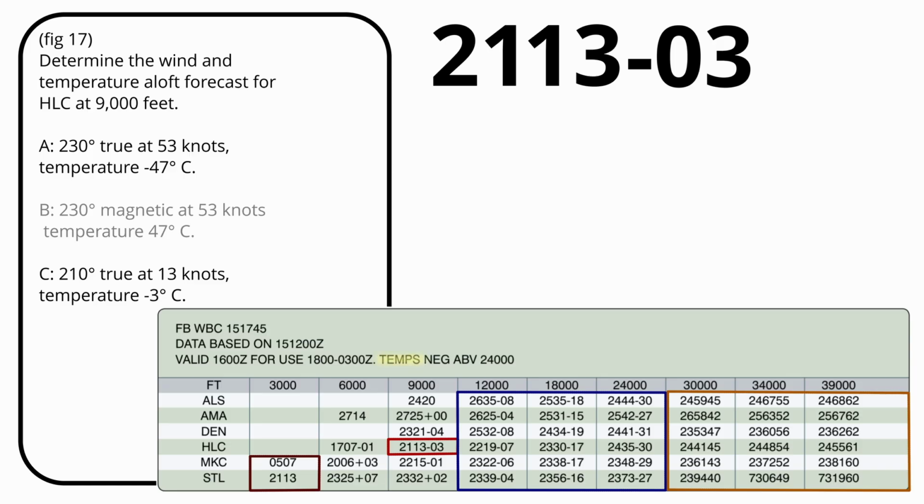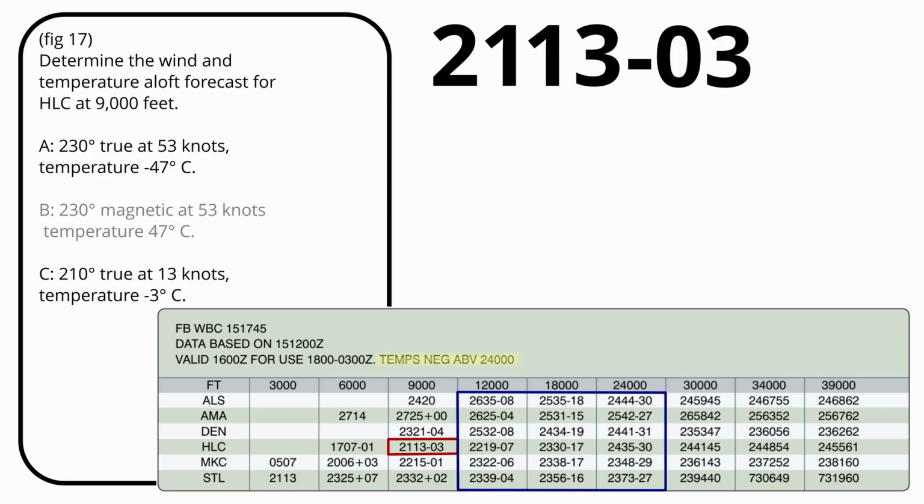There's a note at the top of the chart reminding us that temperatures are negative above 24,000, which explains the lack of a plus or minus sign on the right half of the chart, and also gives us a hint that the last 2 digits are temperature, with a positive or negative sign. Temperatures are omitted within 2,500 feet of airport elevation, which explains the 4-digit numbers.